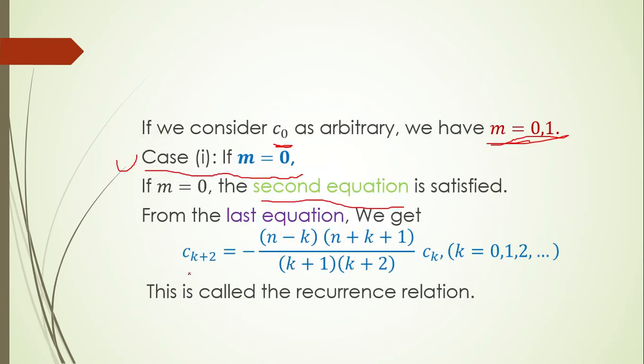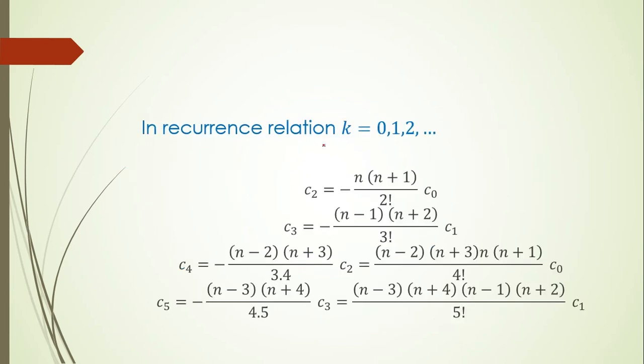We get c_{k+2} is equal to minus (n minus k) into (n plus k plus 1) upon (k plus 1) into (k plus 2) into c_k, where k is equal to 1 to infinite. This is called the recurrence relation. In the recurrence relation, put k is equal to 0, 1 to infinite. If we put 0, we get c2 is equal to minus n into (n plus 1) upon 2 factorial into c0.